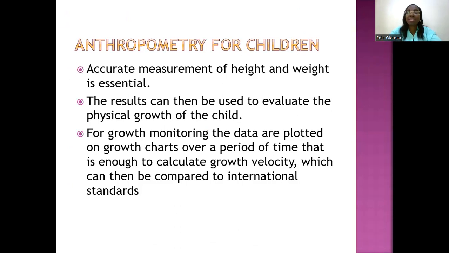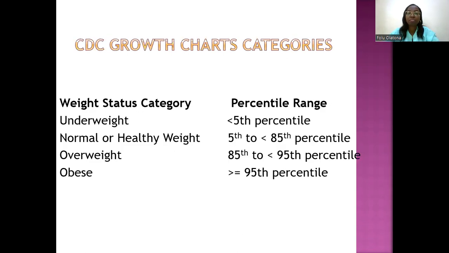Maybe the child has just had diarrhea or malaria or any other infection, and you want to intervene. So for growth monitoring, the data are plotted on growth charts over a period of time. That is enough to calculate growth velocity. This can then be compared to the international standard. So these bullet points that I've just read out to you is what I've been explaining within the last few minutes. So there are different types of charts: CDC growth charts, WHO growth charts.